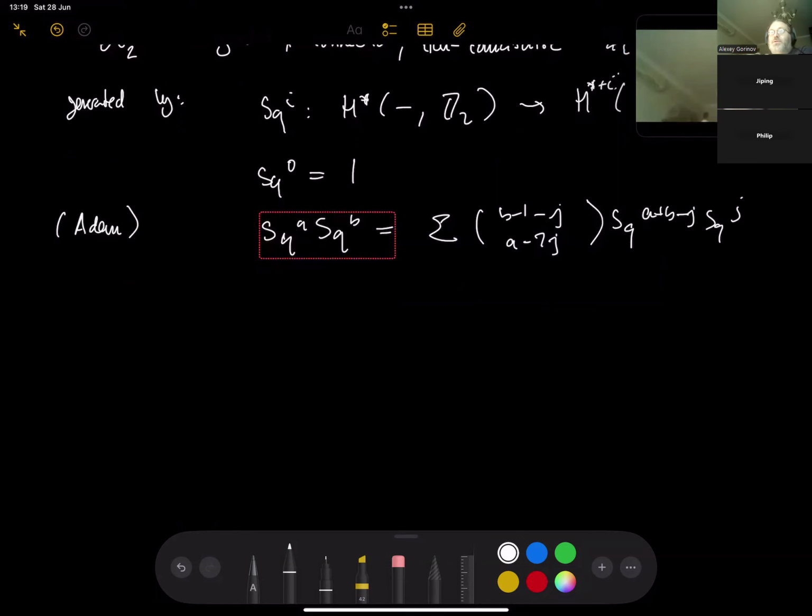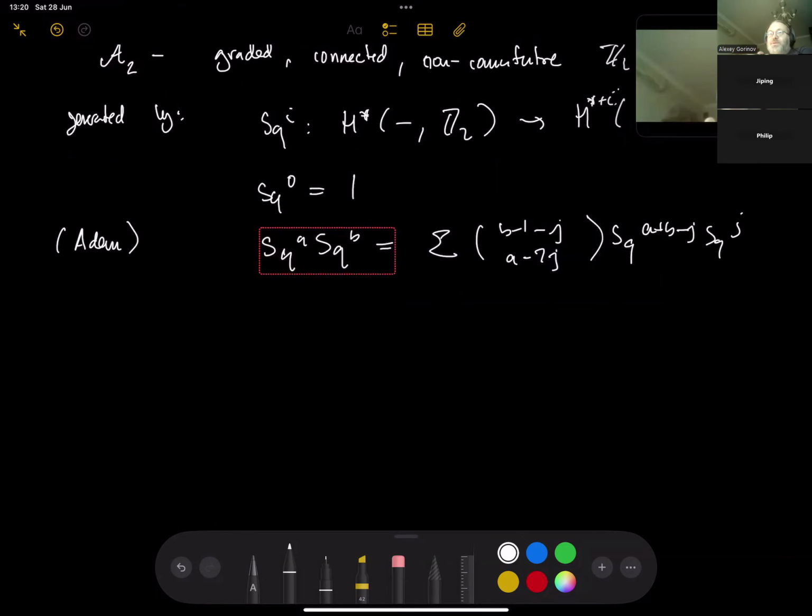Okay, what does the product mean? Is it the composition, or is it something else? So Sq^a Sq^b, does this mean we apply Sq^b first and then Sq^a, and then we get what's on the right? Yes. Okay, so we can compose operations, and this is what the product means on the left in this formula.